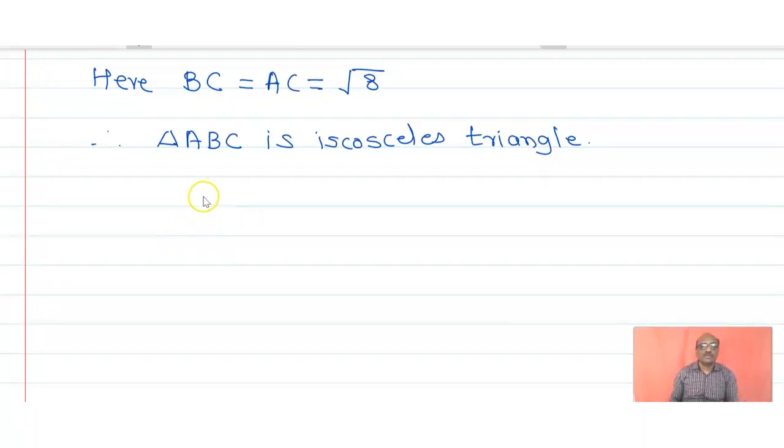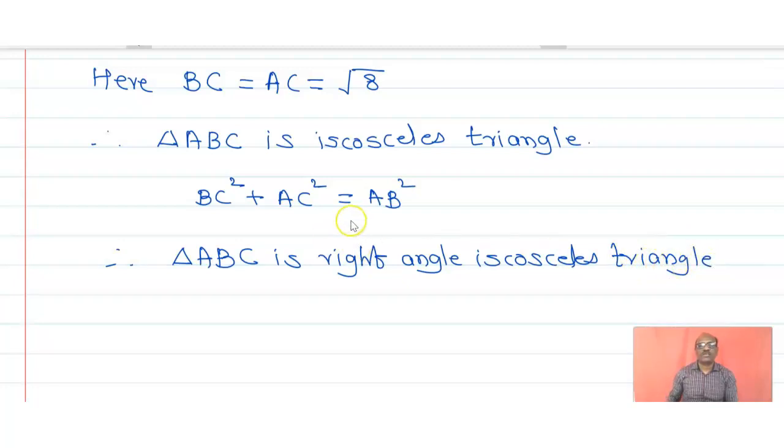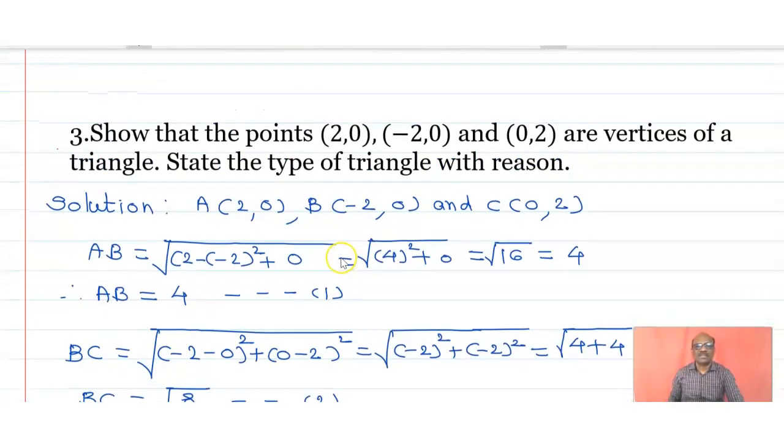What is here? BC square plus AC square is equal to AB square, and therefore triangle ABC is a right angle isosceles triangle, because here 4 square is 16, root 8 square means 8, root 8 square is 8, 8 plus 8, 16 is equal to 16, and therefore it is a right angle isosceles triangle. You can see this here.